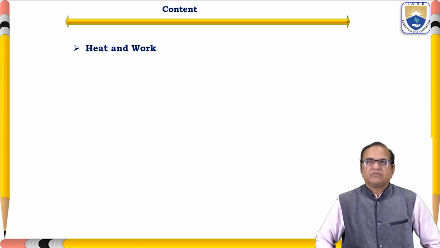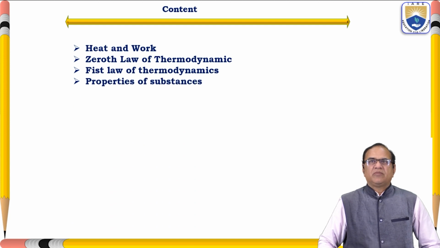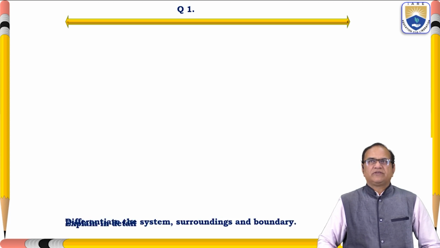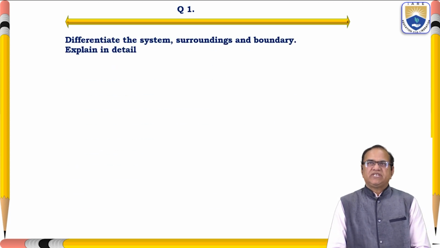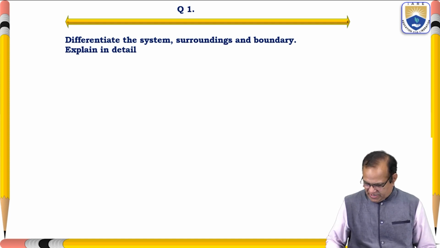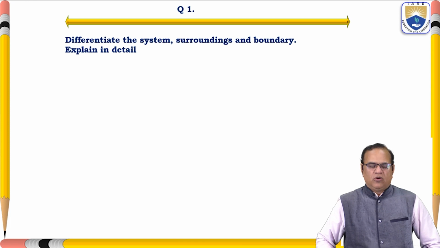So here we have heat and work. Then we have the zeroth law of thermodynamics, the first law of thermodynamics, and properties of substances. I will start with question number 1: differentiate the system, surrounding and boundary and explain in detail. This is my question number 1.